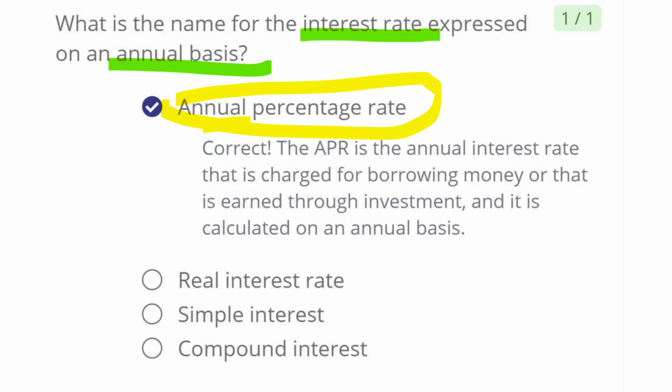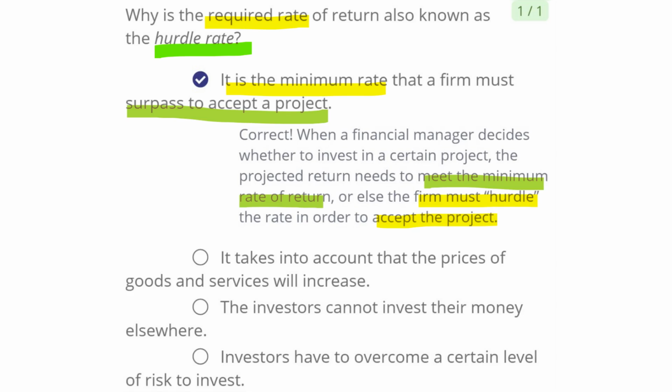Chapter 4 test questions. What is the name for the interest rate expressed on an annual basis? Annual percentage rate. The APR is the annual interest rate that is charged for borrowing money or that is earned through investment, and it is calculated on an annual basis. Why is the required rate of return also known as the hurdle rate? It is the minimum rate that a firm must surpass to accept a project. When a financial manager decides whether to invest in a certain project, the projected return needs to meet the minimum rate of return, or else the firm must hurdle the rate in order to accept the project.